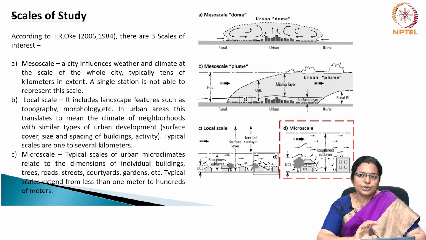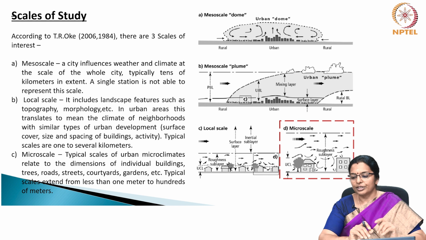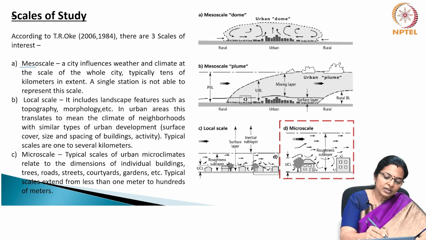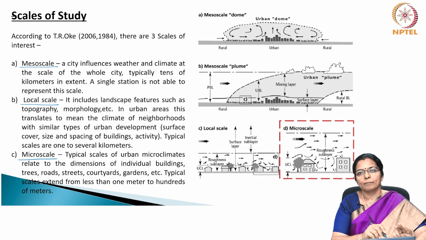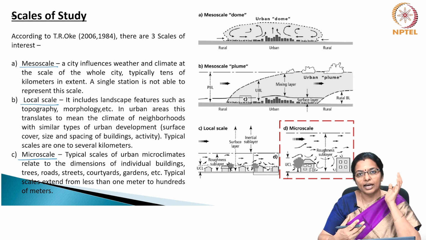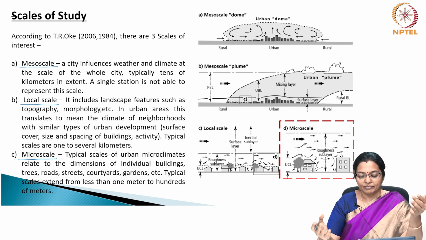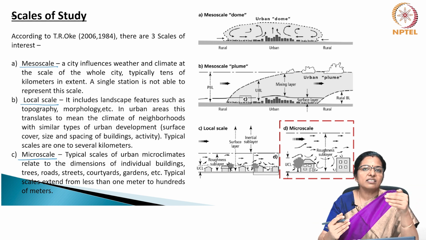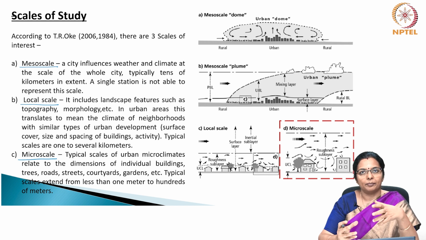So, according to T.R. Oak, there are three scales of interest that we should concentrate on. First is a meso scale, second is the local scale, and third is micro scale. So, at meso scale, a city influences weather and climate at the scale of the entire city. So, typically tens of kilometers of extent, and a single station is not able to represent this scale.